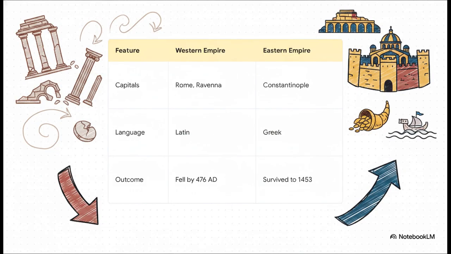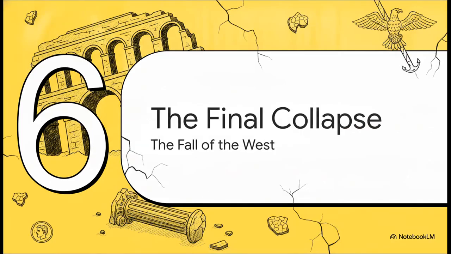And the differences between the two halves became incredibly stark. You have the Western Empire, speaking Latin, shuffling its capitals around to places like Mediolanum and Ravenna, just completely buckling under economic strain and mass migration. And then you have the Eastern Empire, operating in Greek, ruling from the ultra-wealthy, heavily fortified Constantinople. It totally stabilized, which is exactly why the West disintegrated by 476 AD and the East survived for another 1,000 years, until 1453. Which brings us to our final chapter, Section 6, the final collapse, the fall of the West.